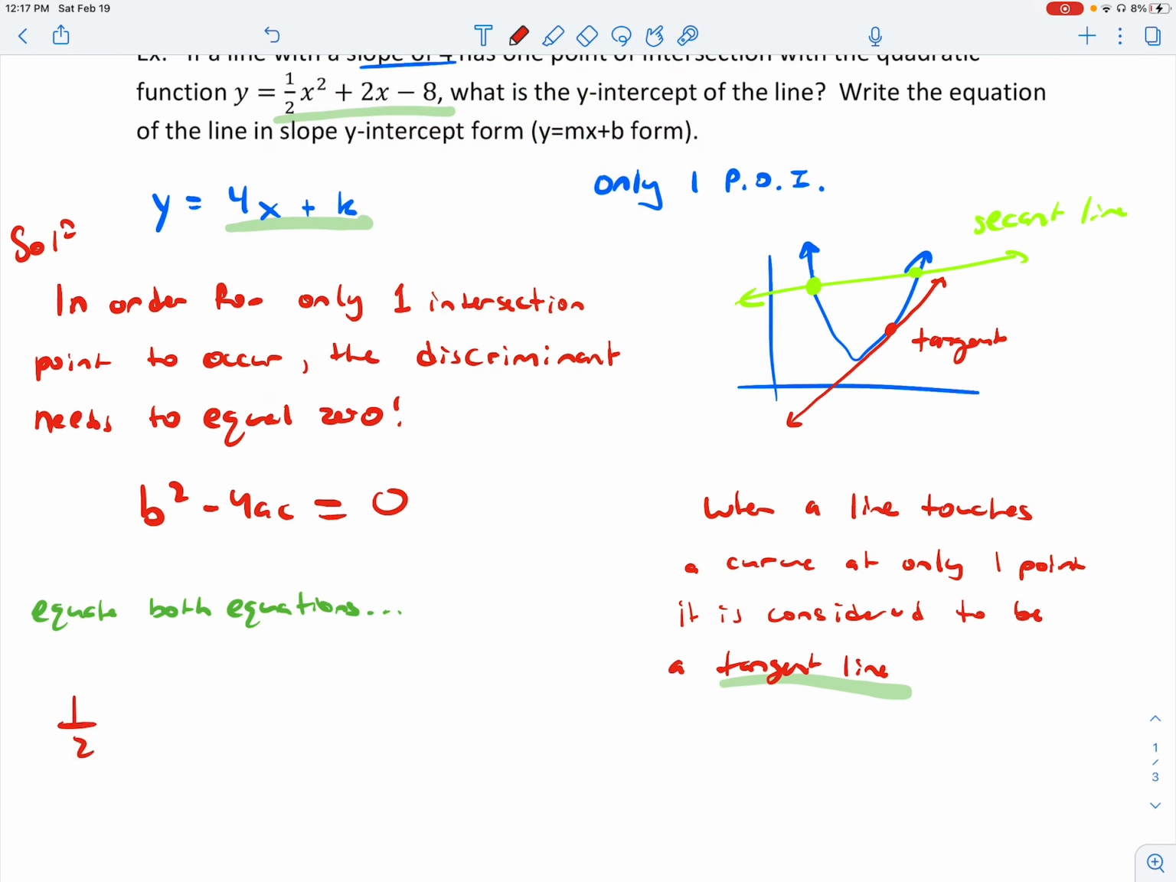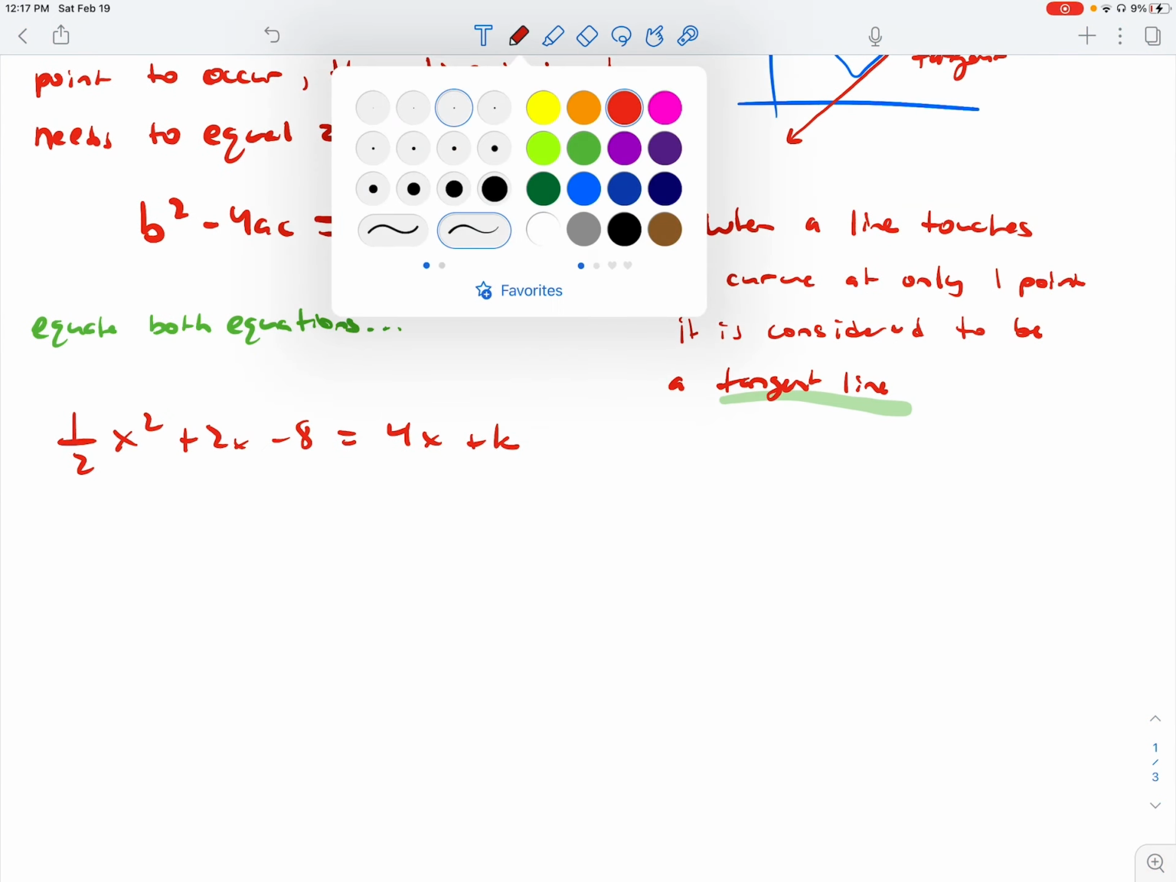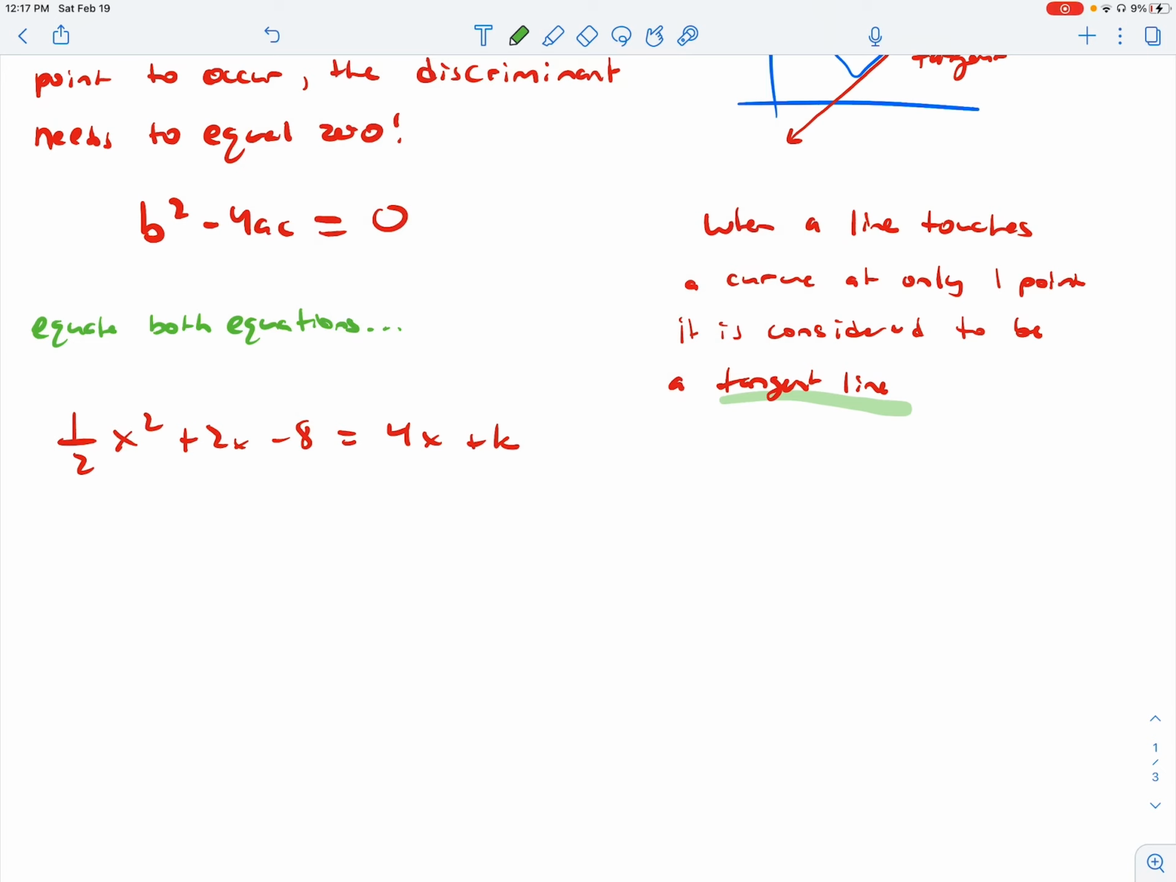So we have a half x squared plus 2x minus 8. That needs to equal this equation here, 4x plus k. And it's okay, we're allowed to equate them even though we don't know the value of k. That is allowed. Let's go ahead and bring everything over so that it equals 0. So bring all terms to one side.